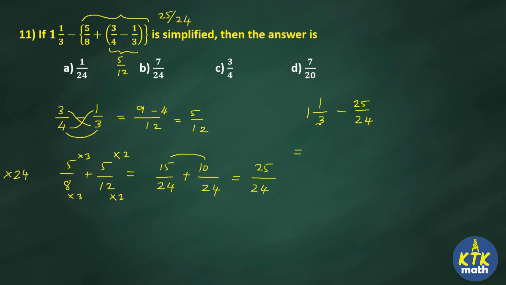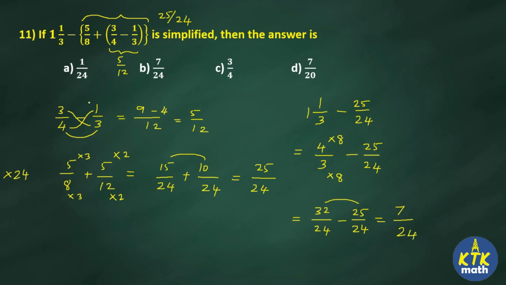Now convert the mixed fraction into improper. 3 ones are 3, 3 plus 1, 4. So 4 by 3 minus 25 by 24. Now you check the denominators again. 3 multiplied by 8 will give you 24. The same 8 must be multiplied with the numerator also. So 4 8s are 32 by 24 minus 25 by 24, which will give you the answer. 32 minus 25 is what? 7 by 24. So if you are solving this sum step by step carefully, then you will get the correct answer. So the 11th question answer is option B, 7 by 24.